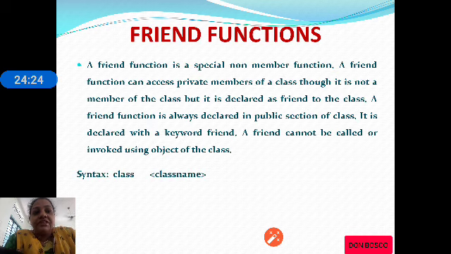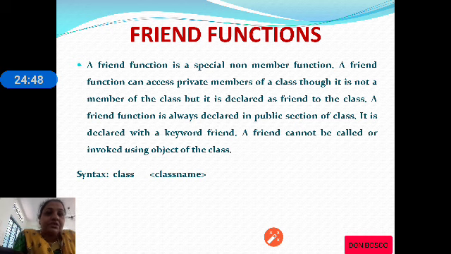Now we shall discuss a friend function. So what is a friend function? A friend function is a special non-member function. Why is it so special? Because as we know, private data cannot be accessed outside the class, but a friend function can access private members of the class. Though it is a non-member function, it can still access the private members of the class.